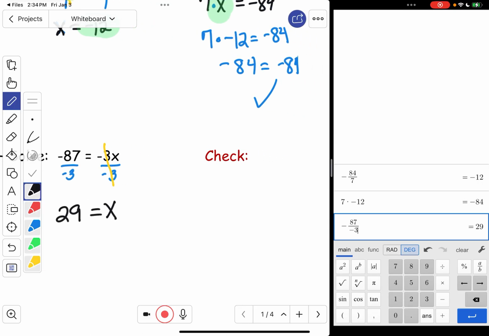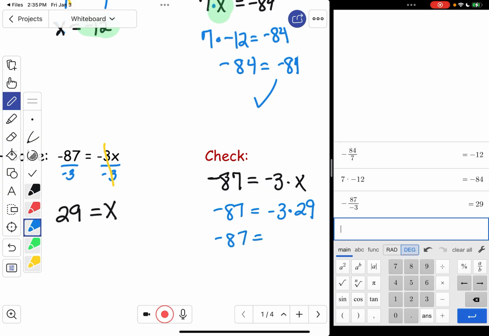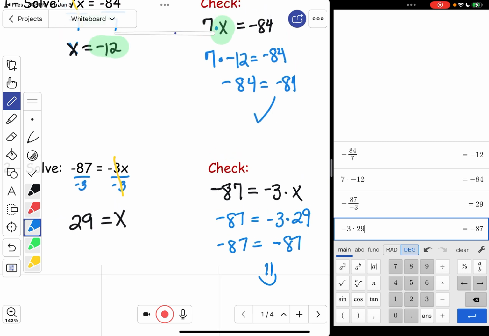If we are going to check our answer, we're checking to see, does negative 87 equal negative 3 times x? Or does negative 87 equal negative 3 times the answer we got for x, which was 29? Using our calculator, negative 3 times 29 does equal negative 87. So if you happen to get something like negative 87 equals negative 84, double check your work on your calculator first, and then go back and check your work on your equations.